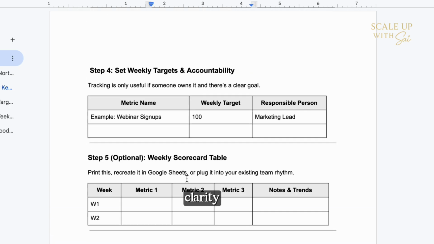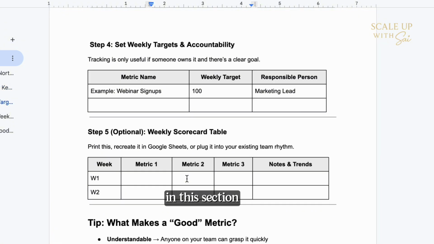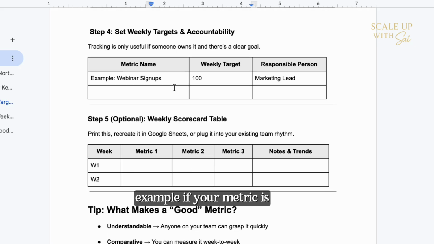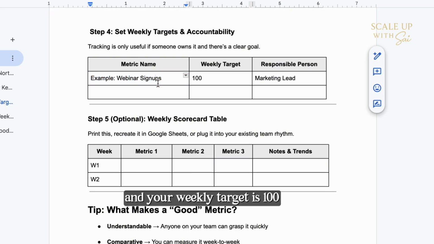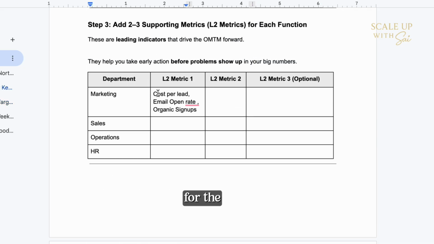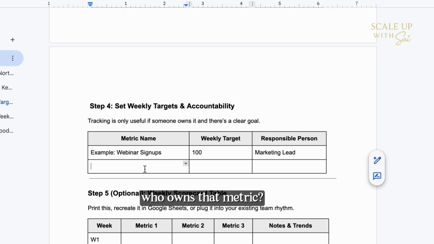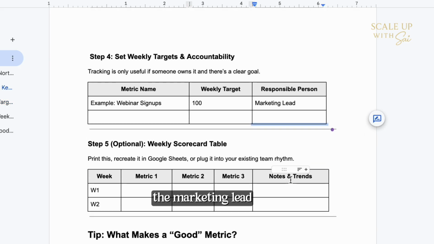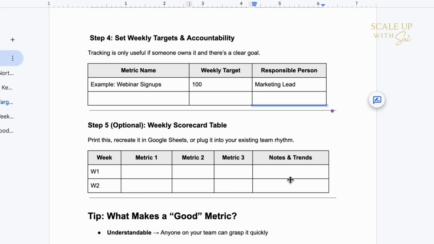Step number 4, clarity without ownership leads nowhere. In this section, assign weekly targets and a single owner for each metric. Example, if your metric is webinar sign-ups and your weekly target is 100 attendees, who is the responsible person? The marketing lead. So you can list down who owns the metric. Example, for the cost per lead, how much, and who owns it or who is responsible? The marketing lead. Even if it's just you and one VA, when someone owns the number, it gets done. It turns data into decisions and decisions into action.